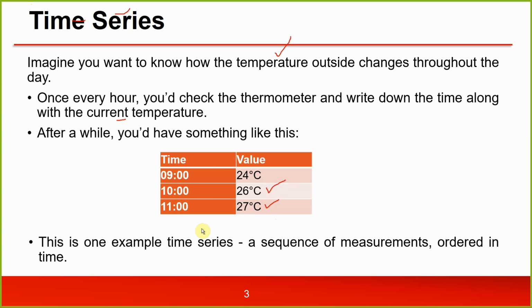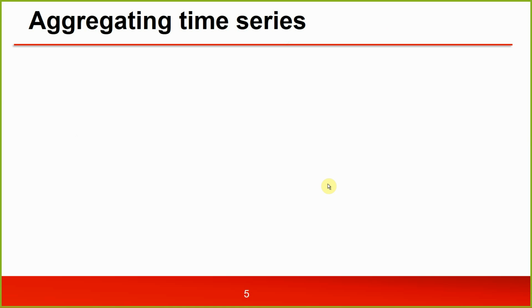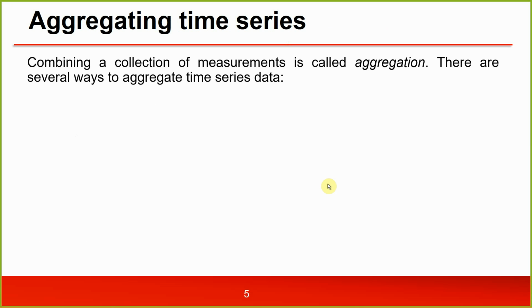So this is one example of time series, where you have time and the values, a sequence of measurements ordered in time. Other examples of time series can be CPU and memory usage over time, sensor data over time, stock market index over time. We cannot draw any conclusion from the data unless we visualize it, we plot a graph, or if not that, then we use some aggregate function like minimum, maximum, so basic mathematical functions which are common.